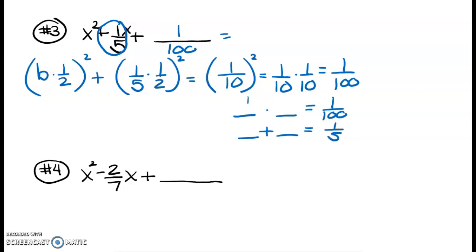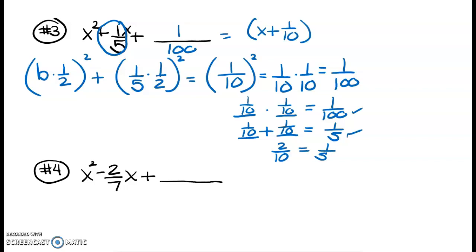Well, I know that I multiplied 1/10 and 1/10 to get 1/100th. Do they add to 1/5? Well, I would say yes, because 1/10 plus 1/10 is 2/10, and when I reduce that, I get 1/5. So I would say 1/10 is the number I'm going to use for my factors. x plus 1/10, x plus 1/10, so I get x plus 1/10 squared.